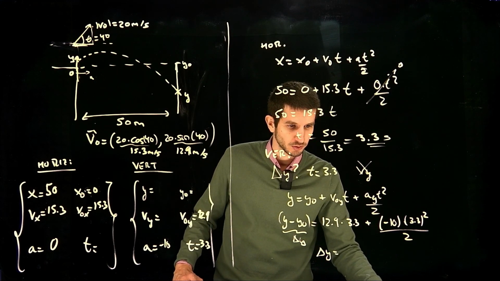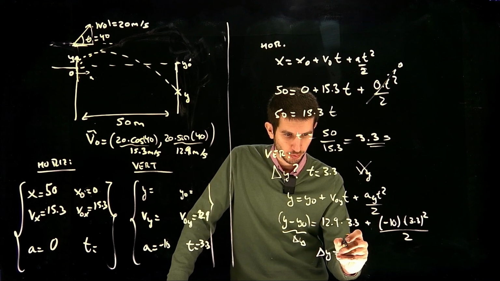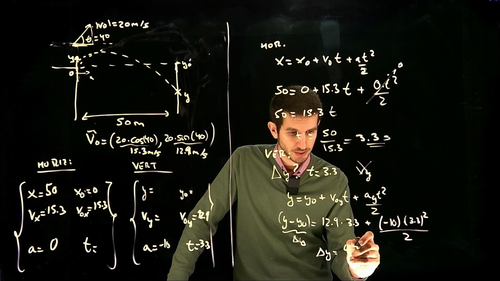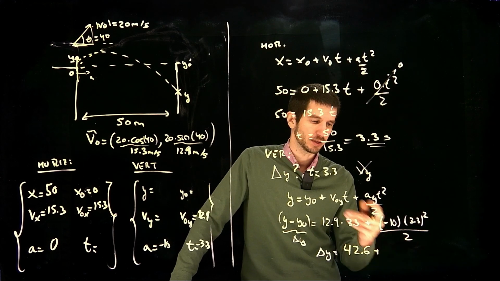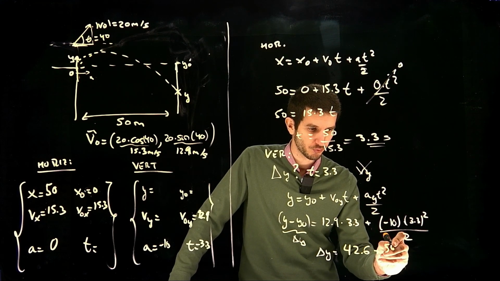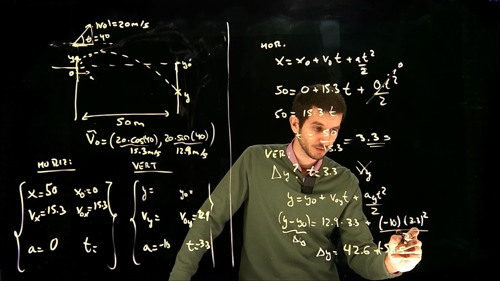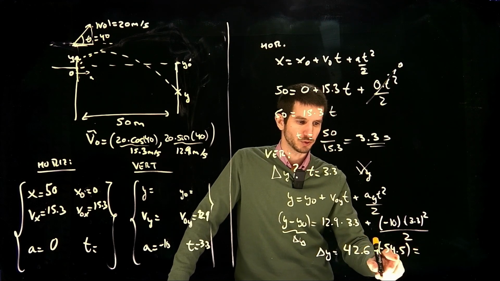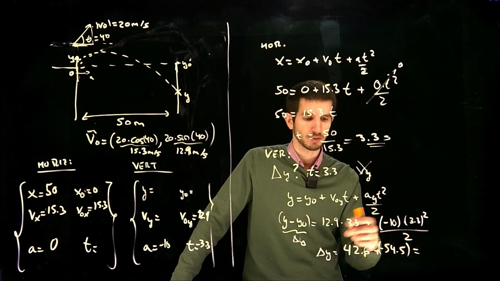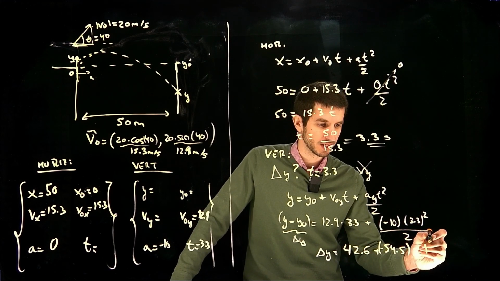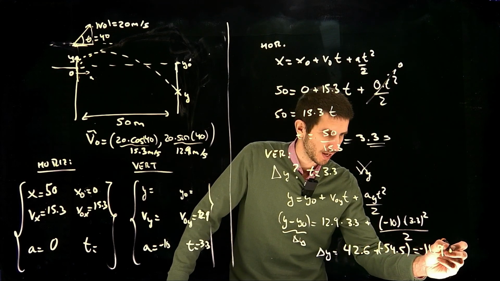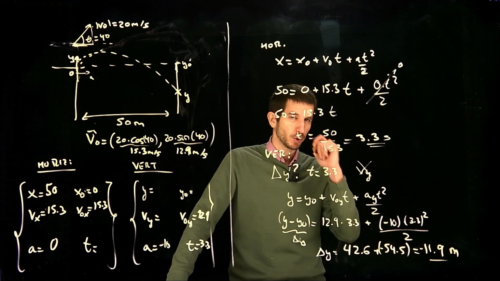Let's check on the calculator. 12.9 times 3.3 is about 42.6, plus minus 10 over 2, which is minus 5, times 3.3 squared. This is 54.5, but negative. Do not forget the sign. So 42.6 plus the negative is obviously a subtraction, and this is actually 11.9, but minus 11.9. And that's the answer to this question: minus 11.9 meters.